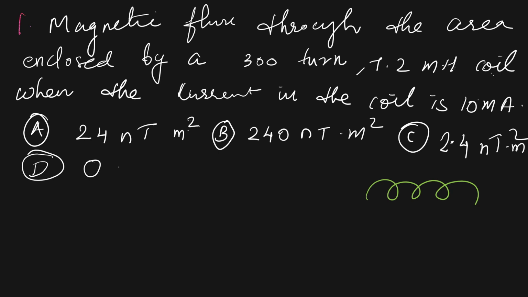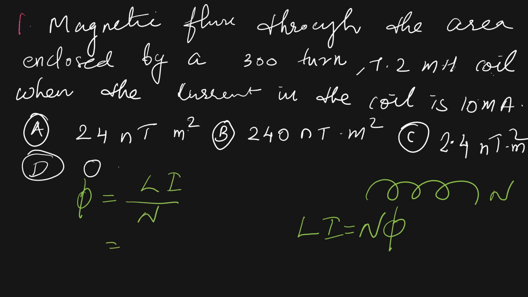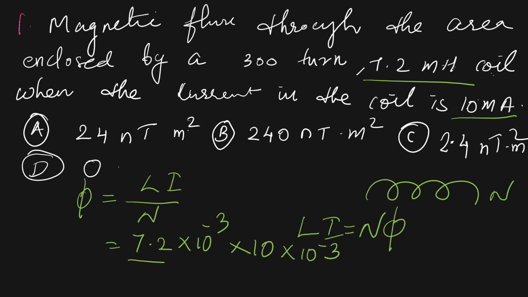We can relate magnetic flux and current by the equation L i equal to N into phi, since there are N number of turns. From this, we can find the magnetic flux phi equal to L into I divided by N, where L is the self-inductance. Self-inductance is given 7.2 millihenry, that is 7.2 into 10 raised to minus 3. I is given 10 milliampere, that is 10 into 10 raised to minus 3 ampere, divided by N, which is 300 turns.